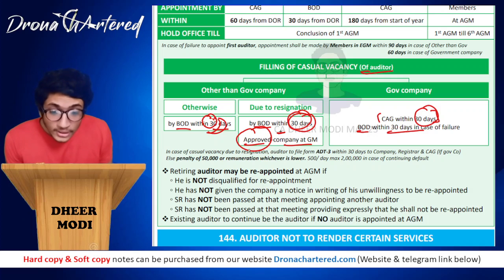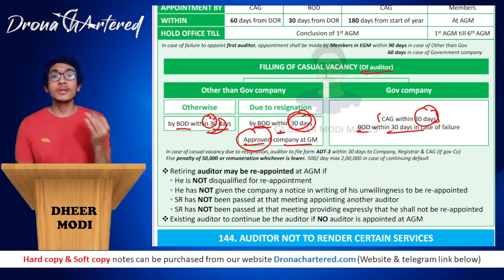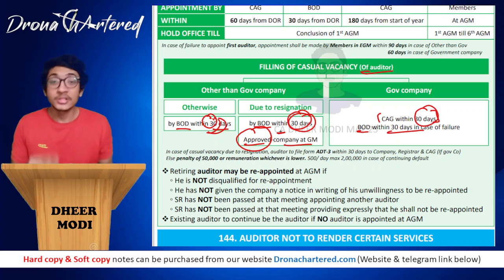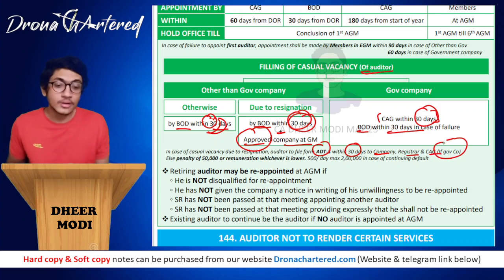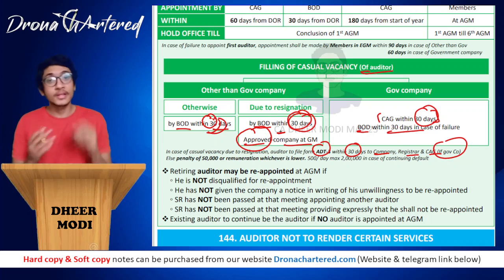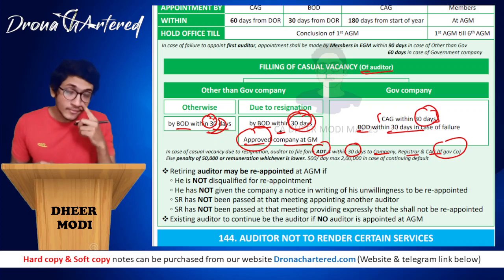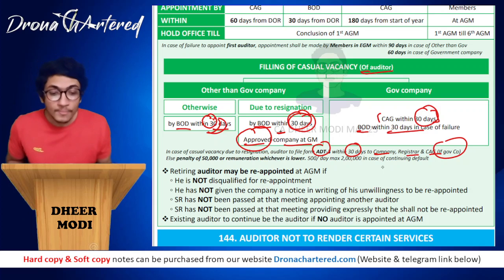In case of casual vacancy due to resignation, the auditor has to file form ADT3. If the casual vacancy is due to resignation, the auditor has to file form ADT3 within 30 days to the company and registrar, and CAG if it is a government company. So otherwise it is only to the company and registrar, but if it is a government company, it also has to be done to CAG.